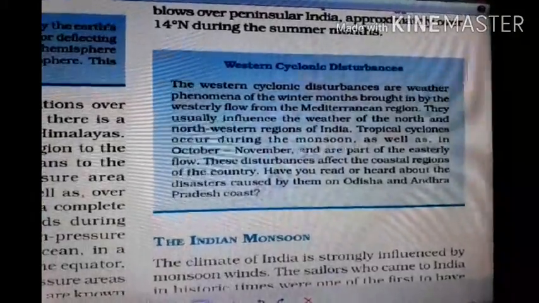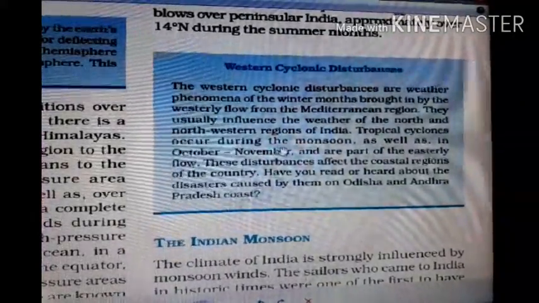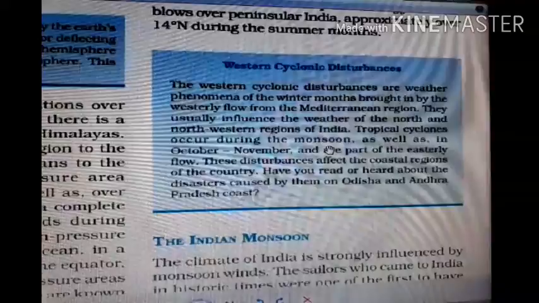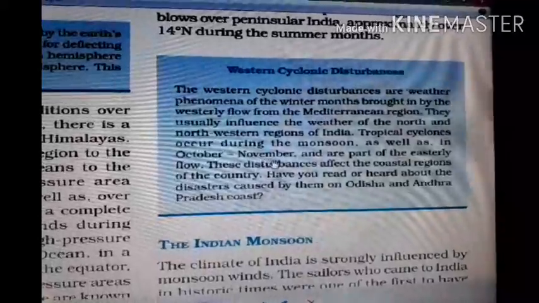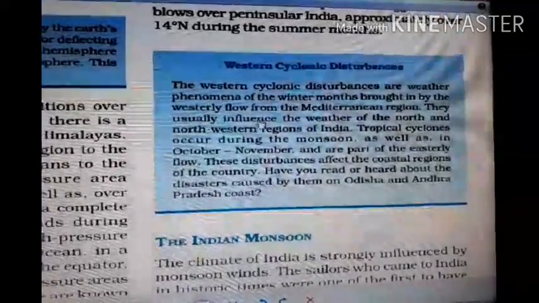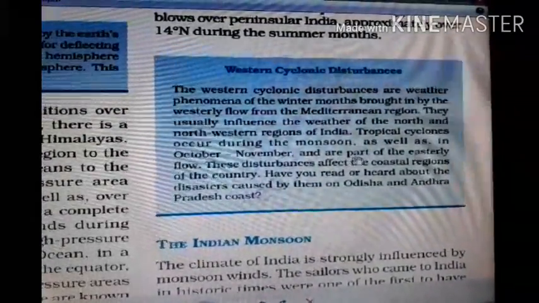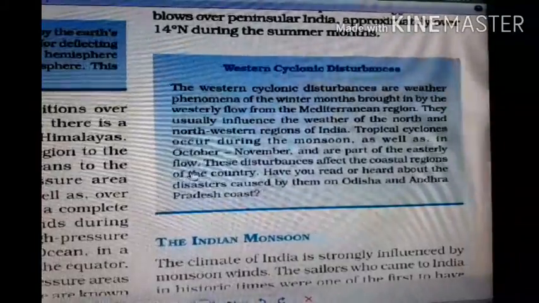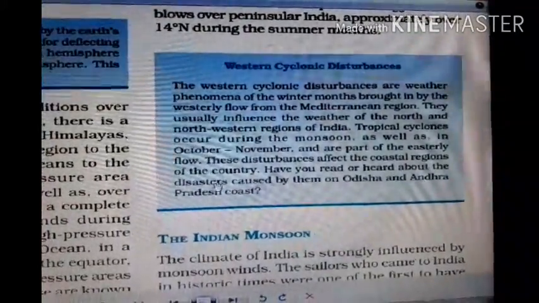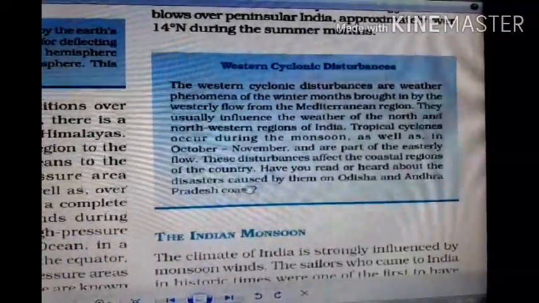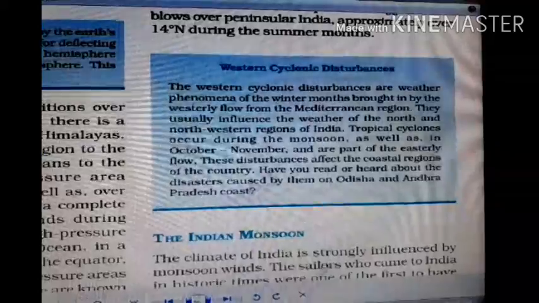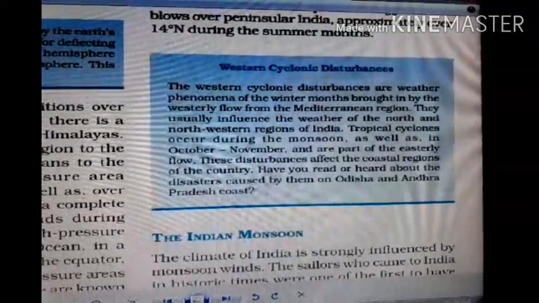Tropical cyclones occur during the monsoon as well as in October and November. Nowadays we have seen these changes in the northern part of India, and they are part of the easterly flow. These disturbances affect the coastal regions of the country. Have you read or heard about the disasters caused by them in Orissa and Andhra Pradesh?